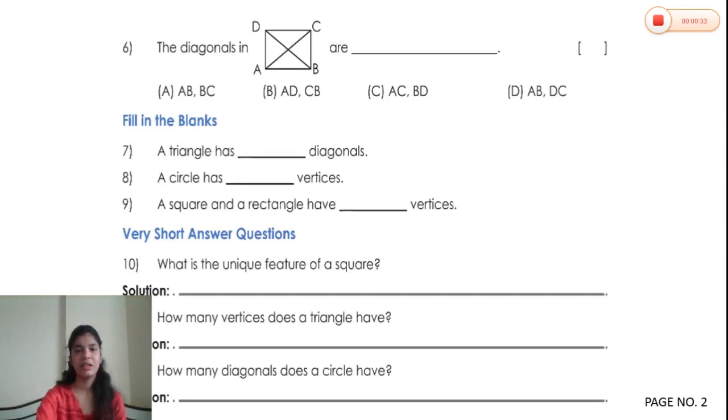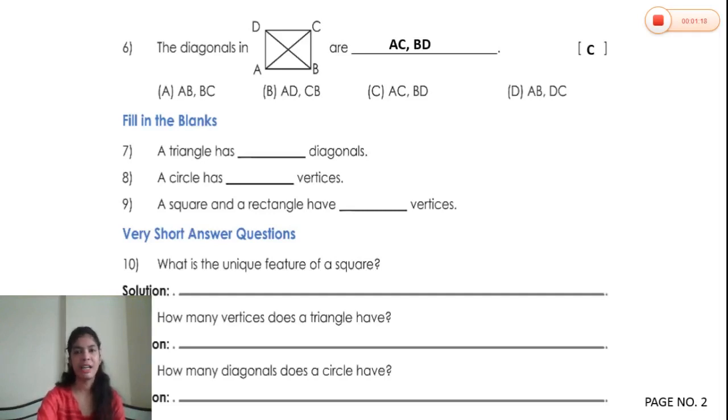Now move to another question. Question number 6. The diagonals in the figure are given, so we have to tell the diagonal names. Here options are given. Option A, AB and BC. Option B, AD and CB. Option C, AC and BD. Option D, AB and BC. Here you can see A is joined to C, that is AC, and B is joined to D, that is BD. So which one is the correct option? Yes, the correct option is C, that is AC and BD.